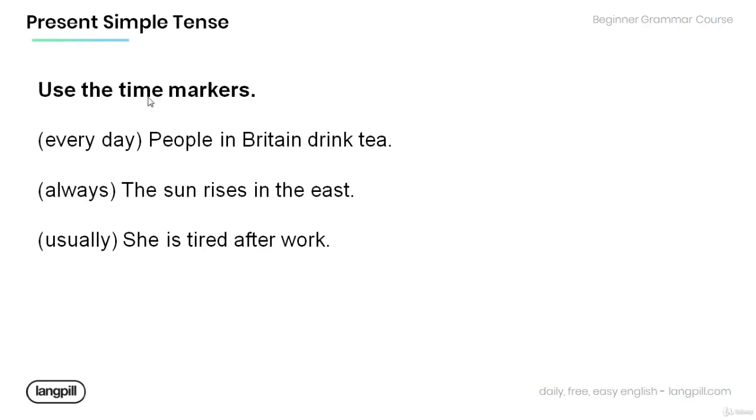Now let's practice the use of time markers. Read the following sentences and put the time markers in their appropriate place. People in Britain drink tea every day. The sun rises in the east. Always. She is tired after work. Usually. People in Britain drink tea every day. The sun always rises in the east. She is usually tired after work.